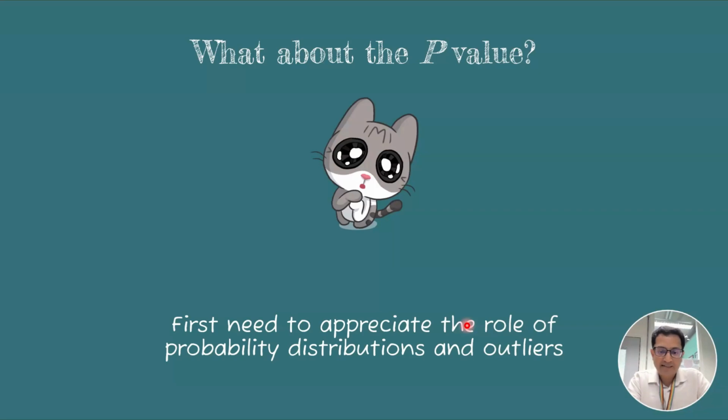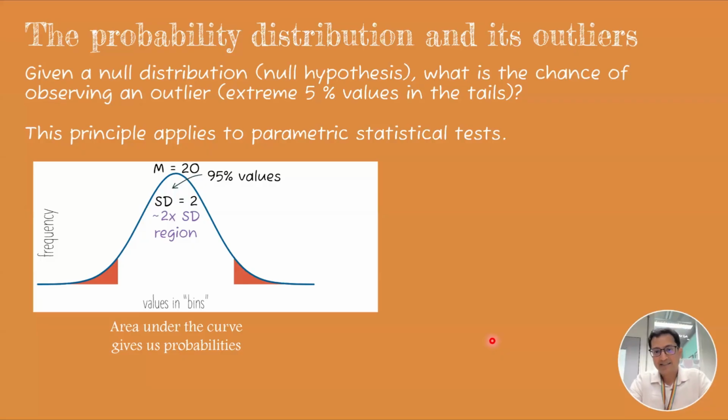So to understand that, we need to appreciate distributions and outliers, which is something that is common to pretty much every parametric statistical test. So most of us have seen these kinds of distribution curves.